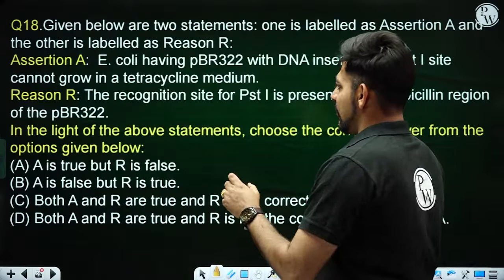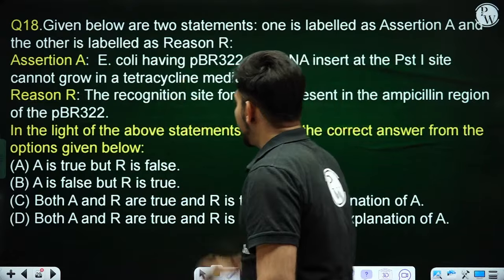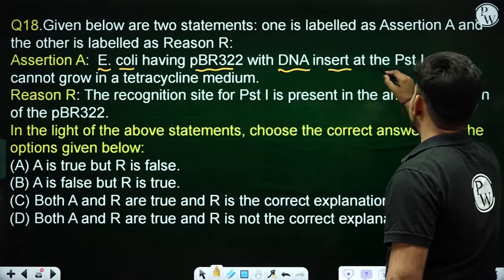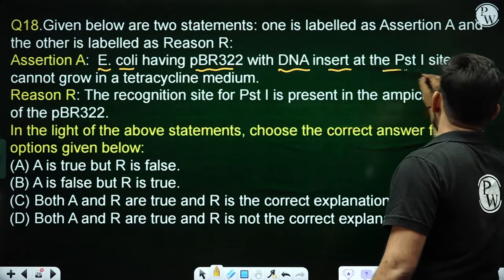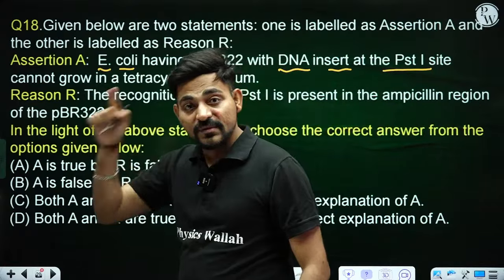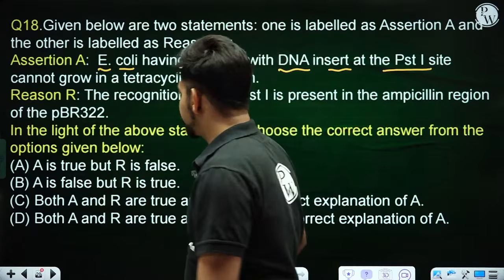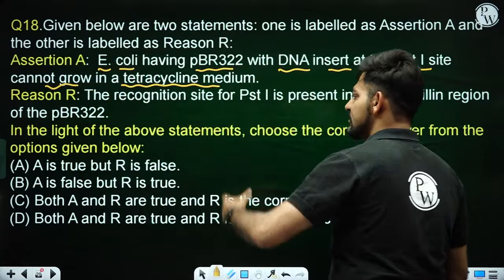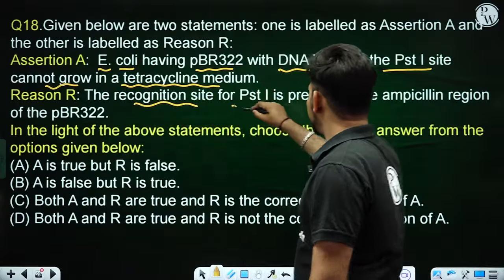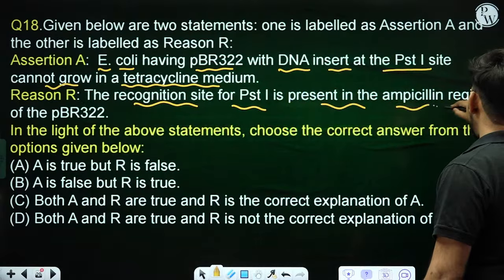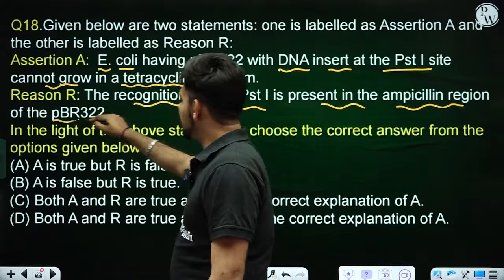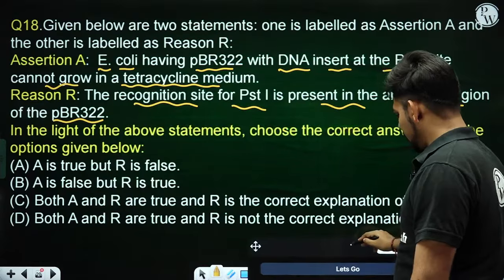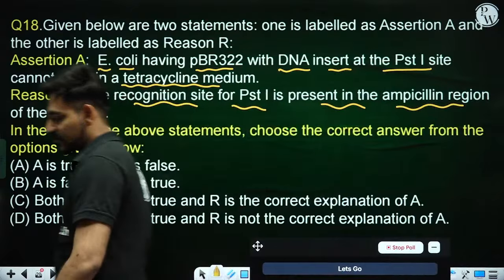The assertion is saying Escherichia coli having pBR322 with a DNA insert at the PstI site, if you can remember the diagram of pBR322, cannot grow in a tetracycline medium. And the reason is saying the recognition site for PstI is present in the ampicillin region of pBR322. If you can recall the diagram, the answer is a cup of tea for you for this particular question.